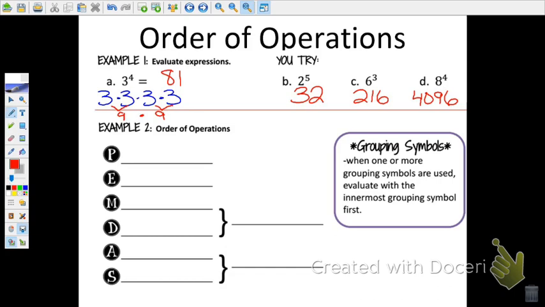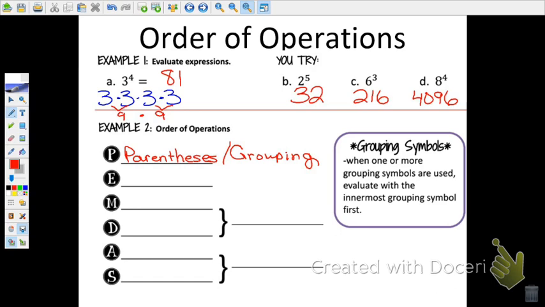So then we move to order of operations. Again, a review. What does this letter P stand for? What's our first thing we look for in order of operations? You guys could just shout it out. Parentheses. And actually, parentheses is just one of some grouping symbols that we can look at.